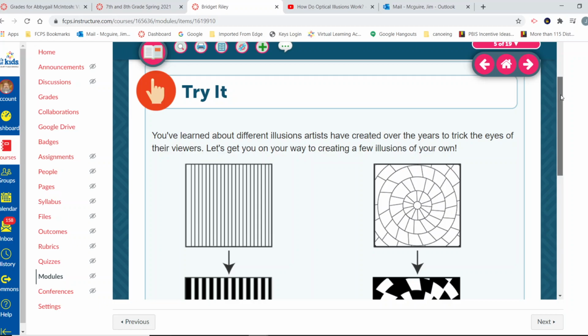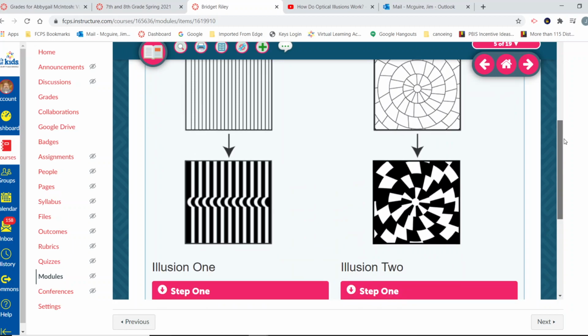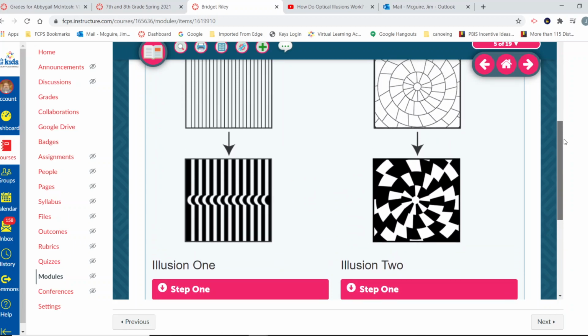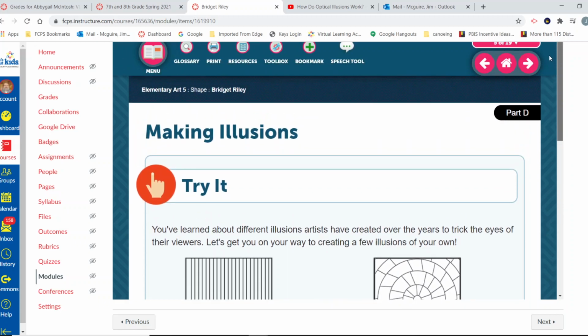And so, we're going to talk on our Make Day about how you will create your own optical illusions, and we'll talk about how the medium and the size and all that good stuff on the Make Day.